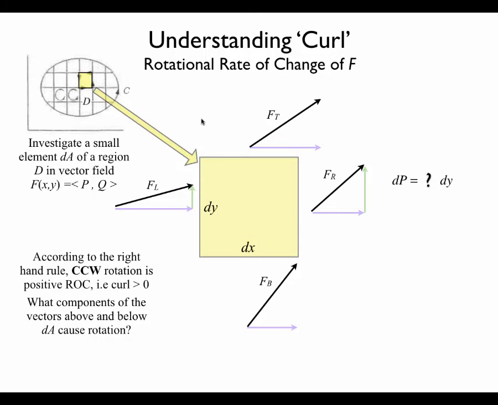What rate of change will that be? To get the change in P for a change in Y, the rate of change will be the partial of P with respect to Y. The partial of P with respect to Y is how much P changes for a change in Y, and that's going to be part of what contributes to rotation around this little element.